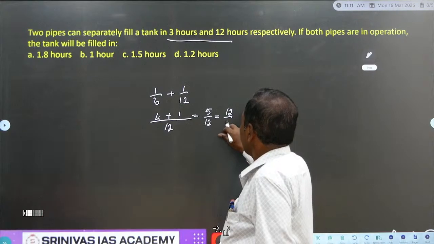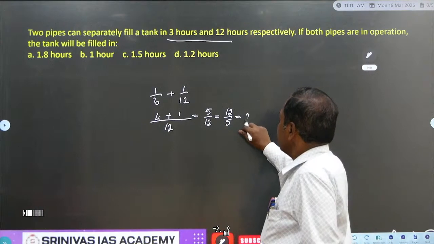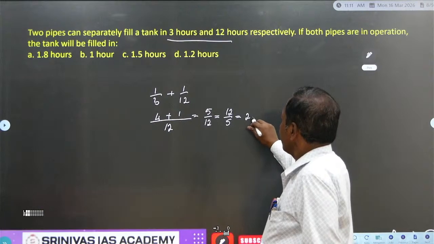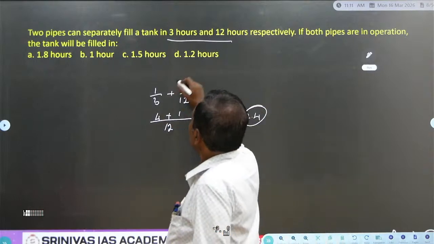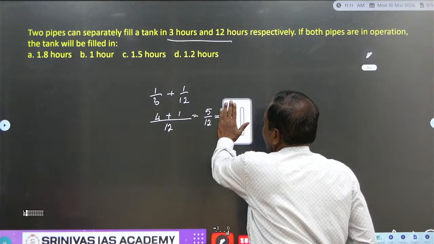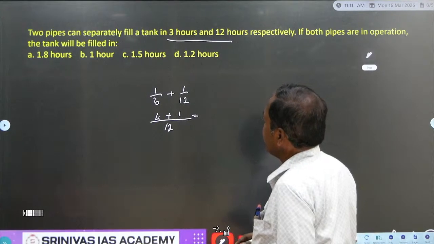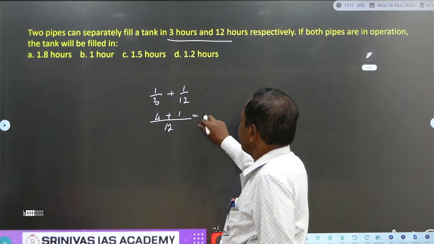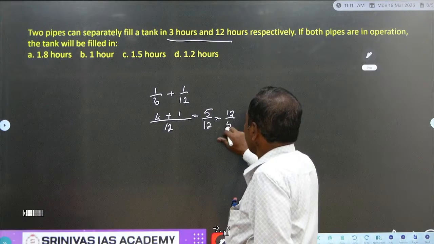Total work is 12 by 5. Now simplify it. 5 2s are 10. How much will it come? 2.4. No, it is not there in the options. 1/3, 1/12, both working together. 12/3 is 4. 12, 1. So 5/12 equals what? 12/5.